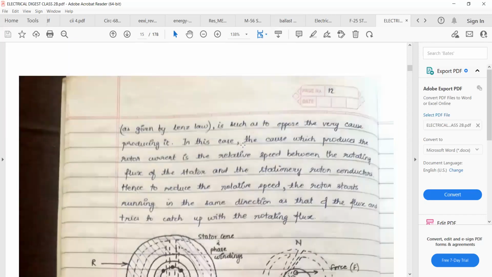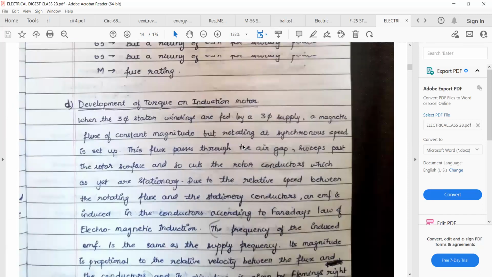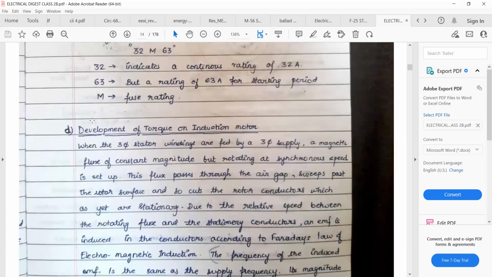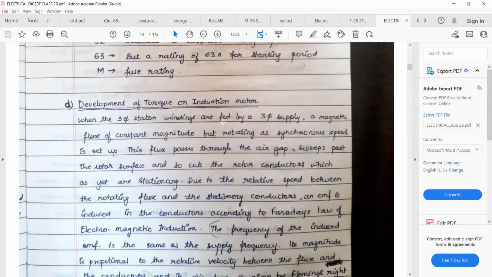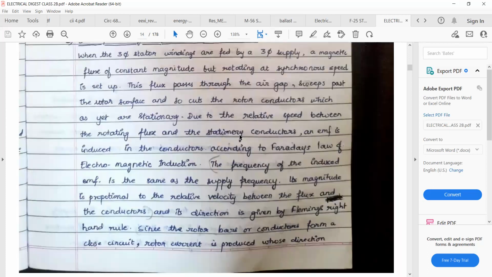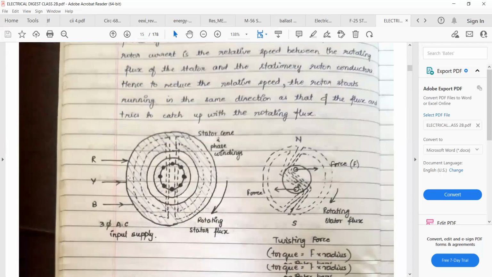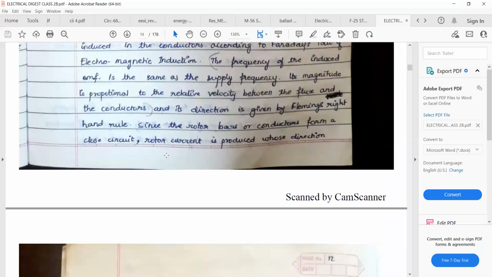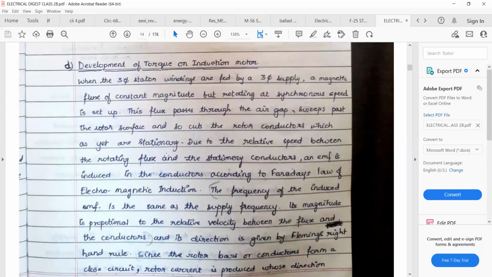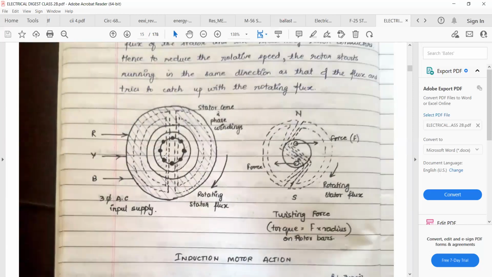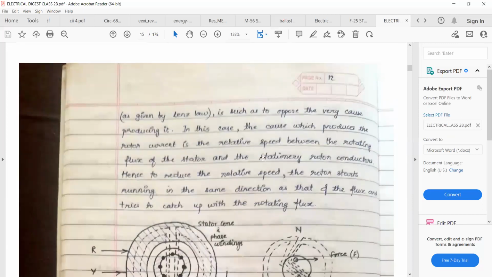Okay, we'll go and see how. When the three-phase stator windings are fed with the three-phase supply, so this is the three-phase stator winding and you are supplying the three phases R, Y and B, a magnetic flux of constant magnitude but rotating at synchronous speed is set up. So what you will generate is a magnetic flux.